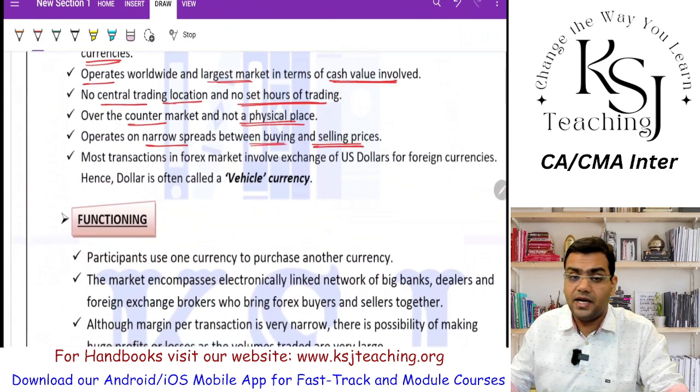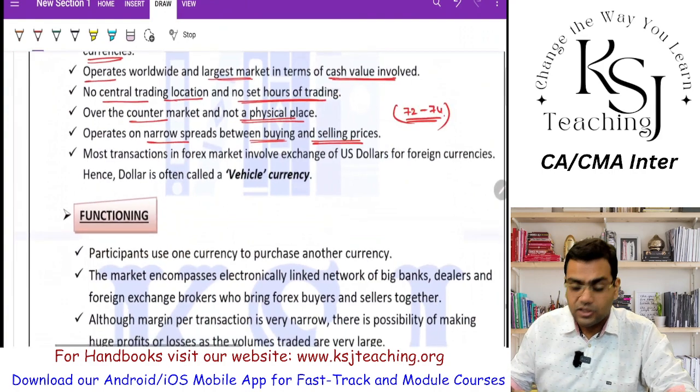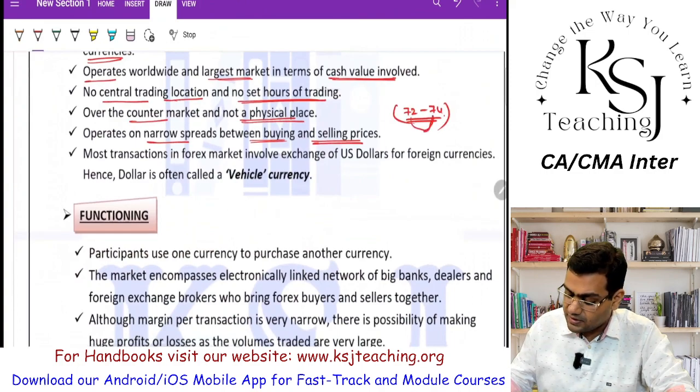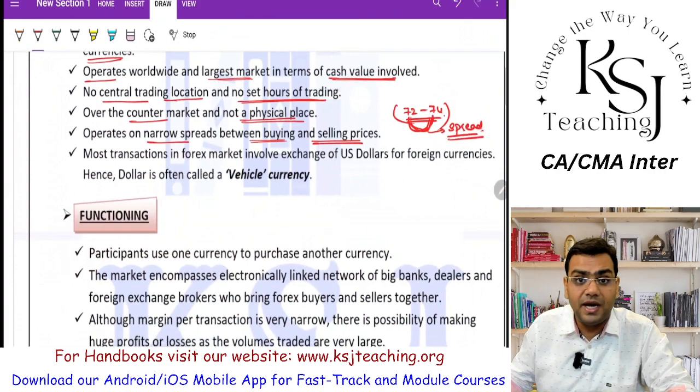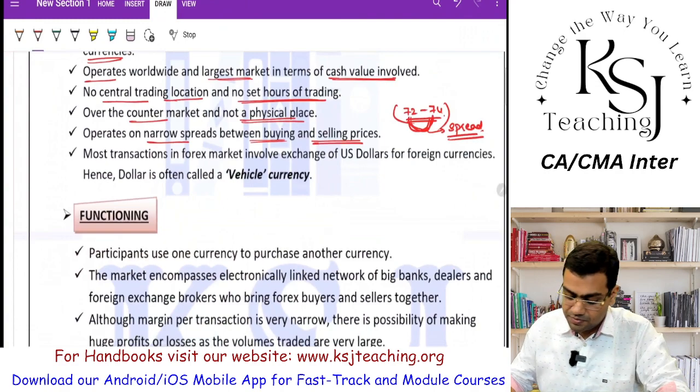What is buying and selling rate? I told you in the last lecture that 72 to 74 is the buying and selling rate. Right. So there is a narrow margin between this. This is known as the spread. The difference between the buying and selling rate is known as the spread. So they say this market operates on a very narrow spread, very small spread.